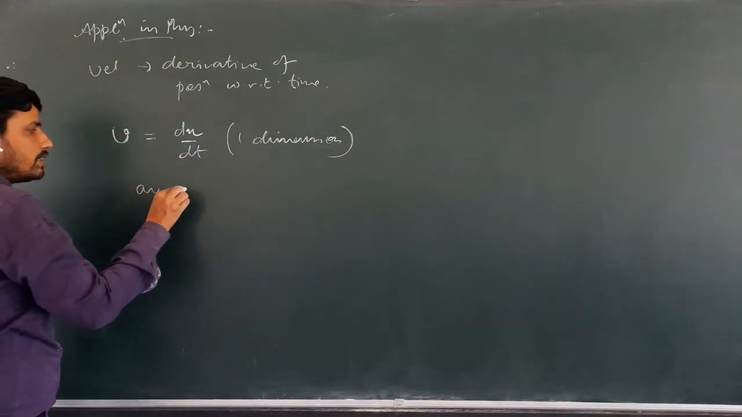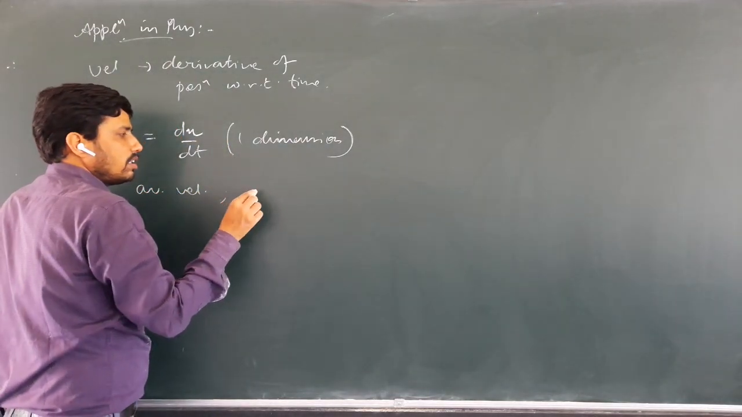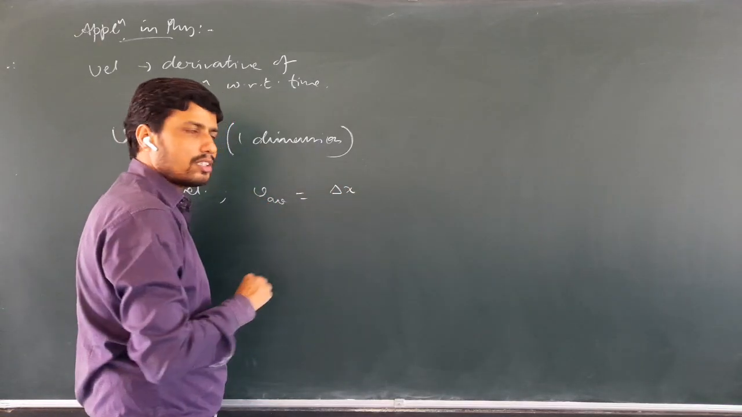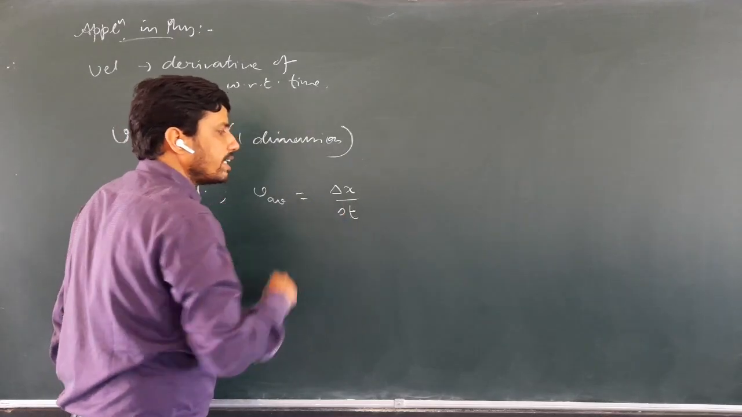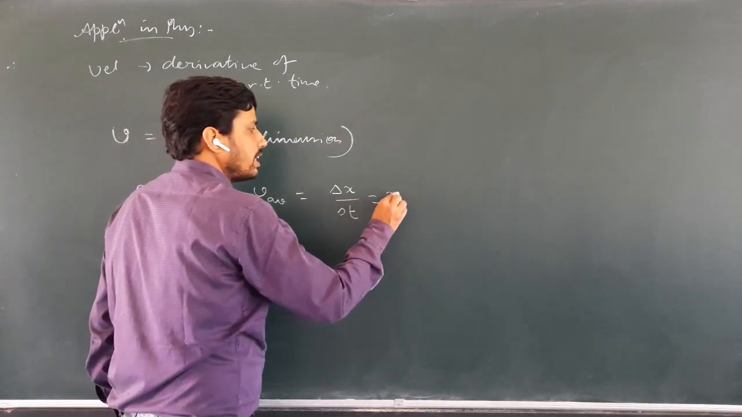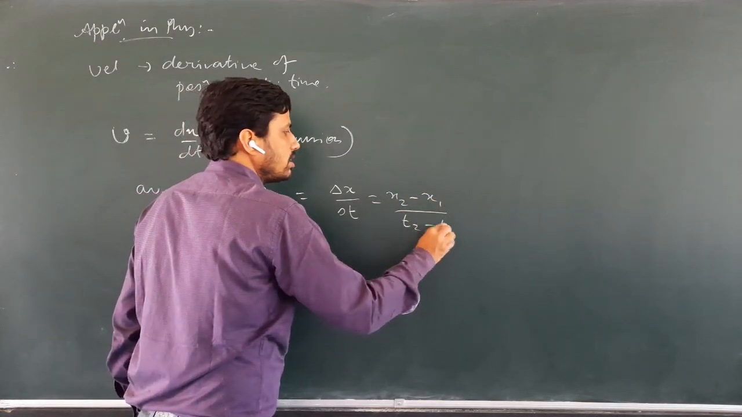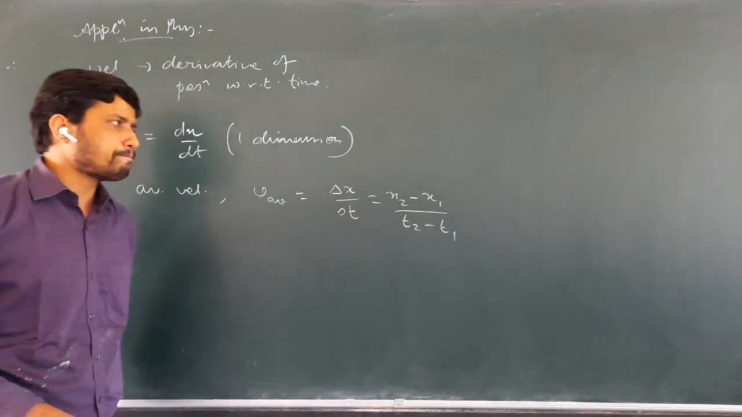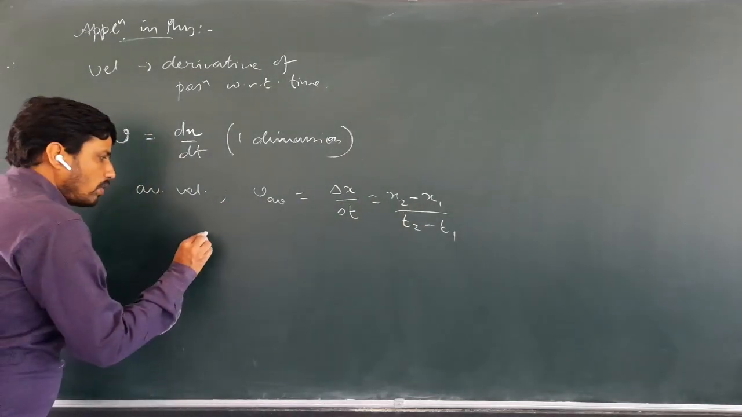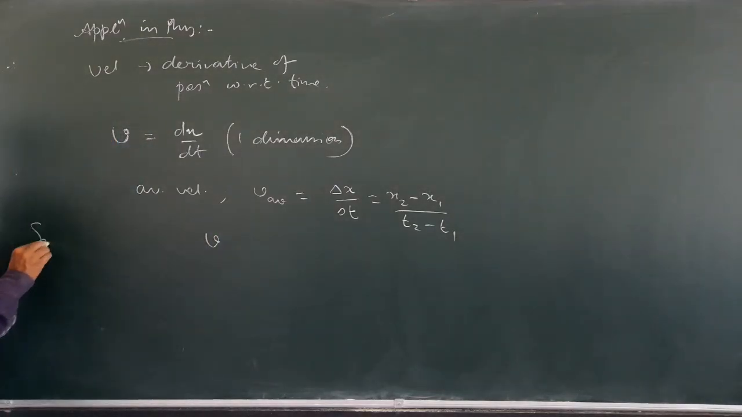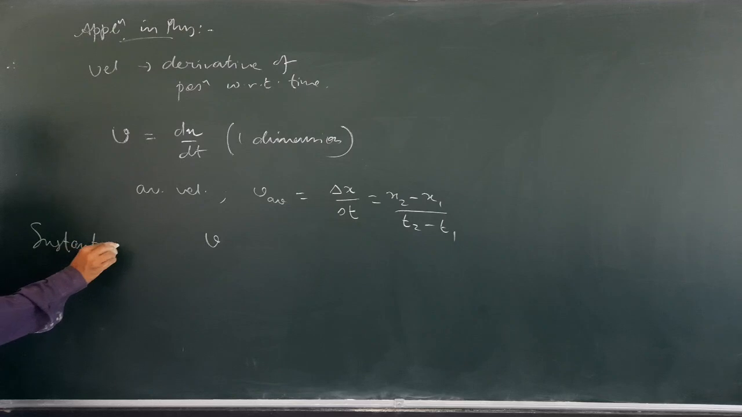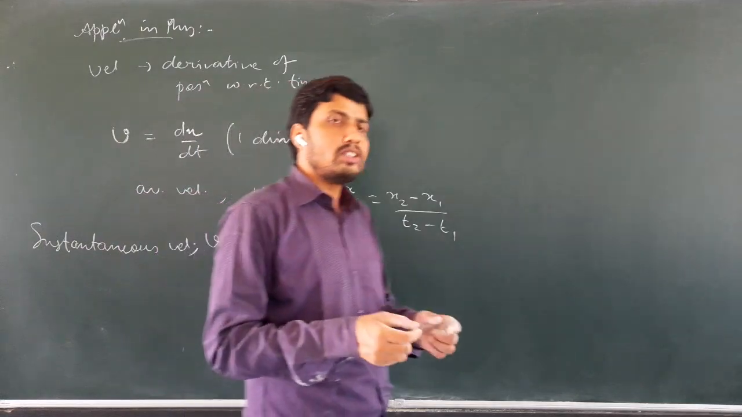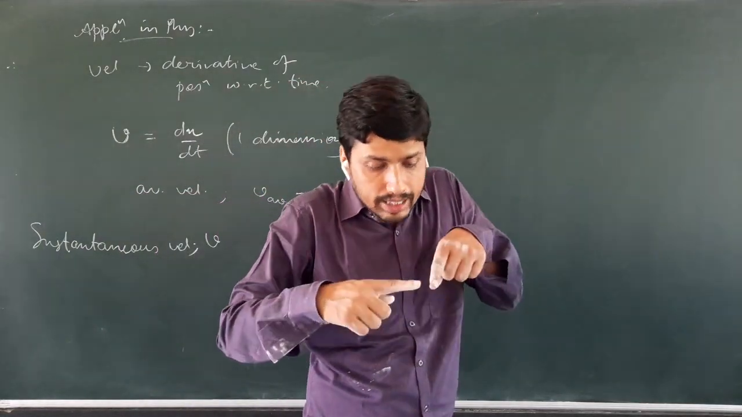So average velocity we define as v average is equal to change in position, which we write as delta x, by time interval, which we write as delta t. So this can be written as x2 minus x1 by t2 minus t1. You know from your earlier classes the concept of average velocity, displacement by time. If you are asked to find instantaneous velocity, that means the velocity at this particular instant when the ant crosses this point.